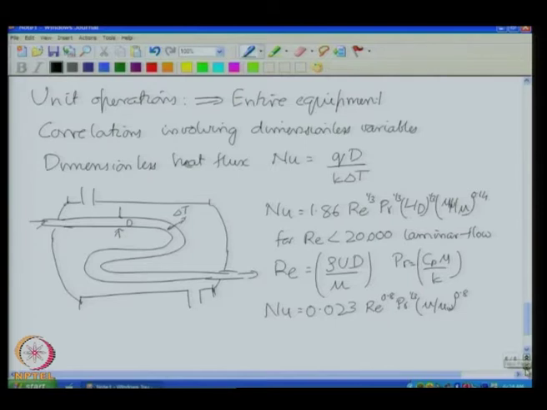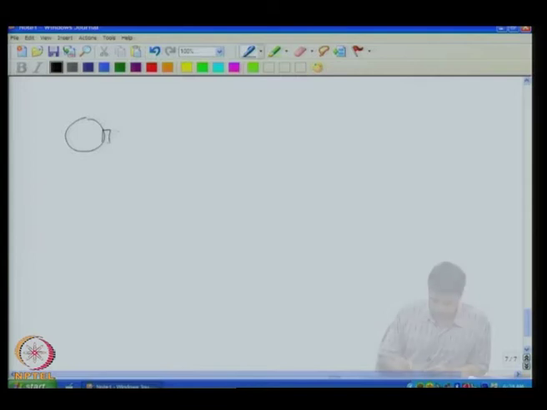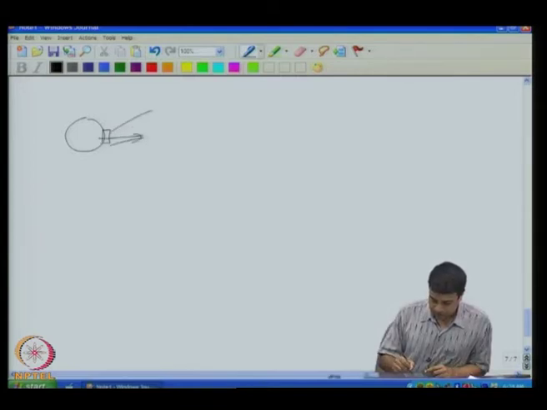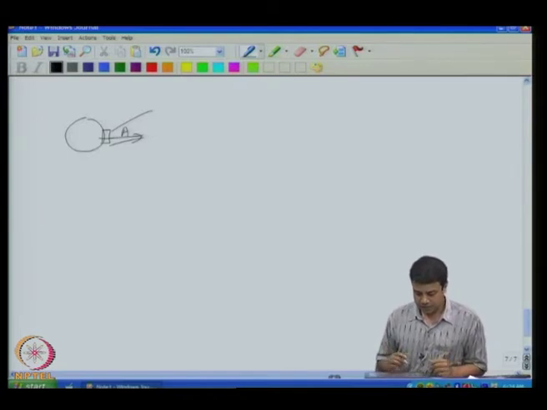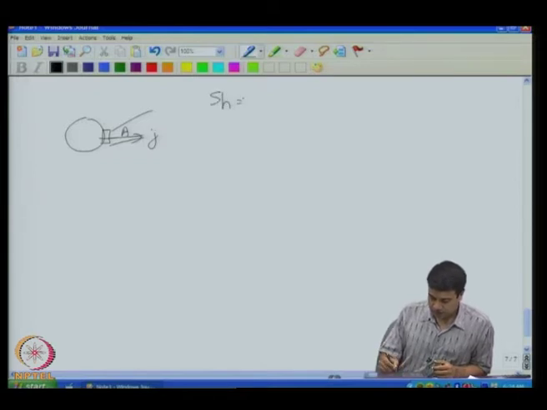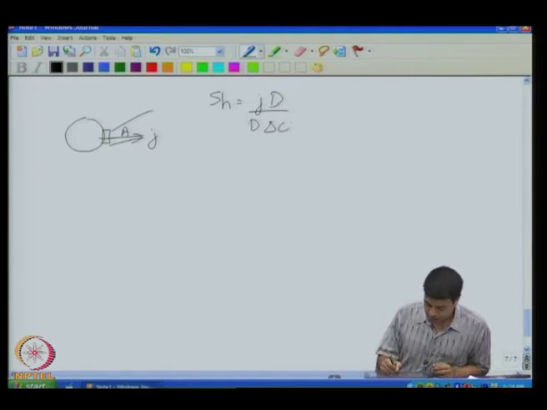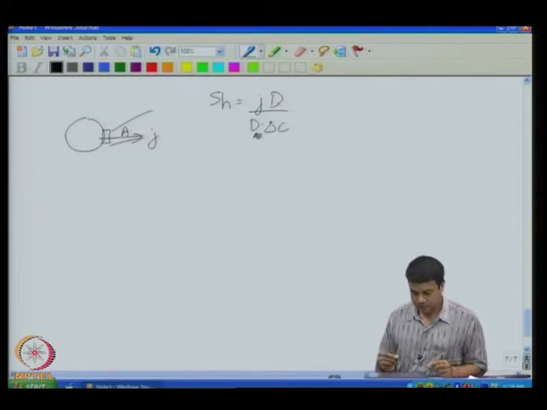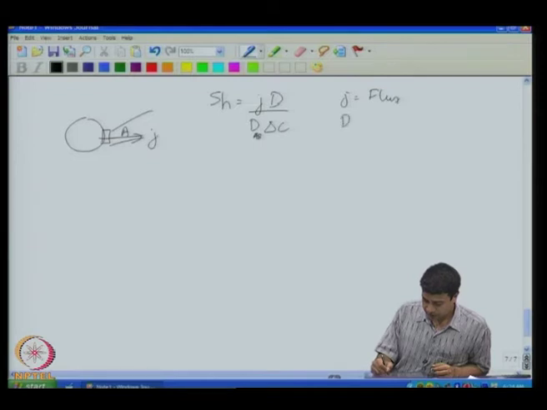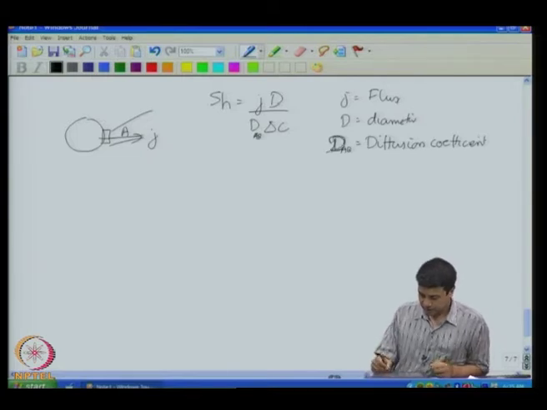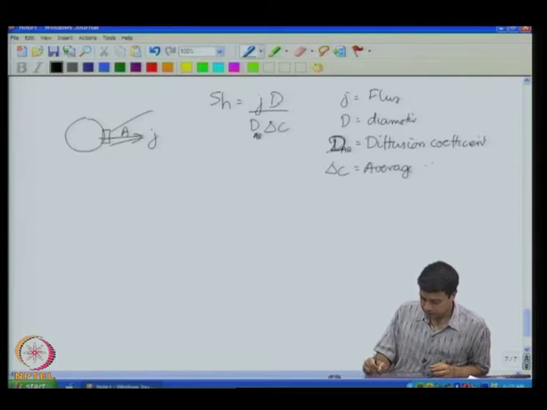Now, similarly, one can also define a transport rate for mass, a mass flux at the surface. If you have some concentrated material A coming out from the surface into the bulk, it's preferable to work in terms of mass flux because it tells you the flux that is coming out per unit area of the surface. I can define the Sherwood number as a dimensionless mass flux, J d by D delta C, where J is equal to the flux, d is equal to diameter. This diffusion coefficient gives you the relative diffusion of A and B, I'll use a script D for that. And delta C is equal to the average concentration difference.